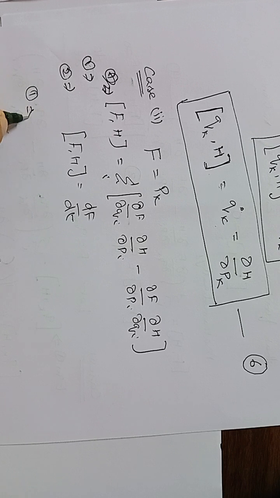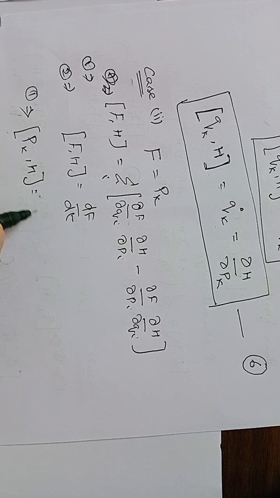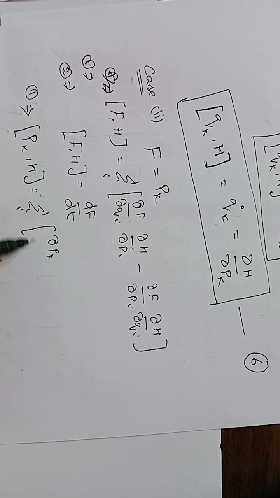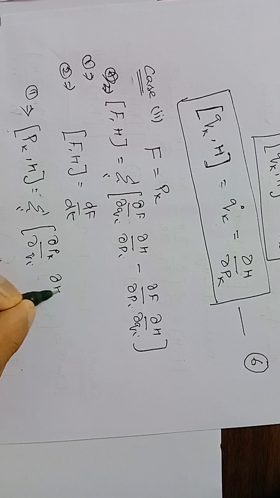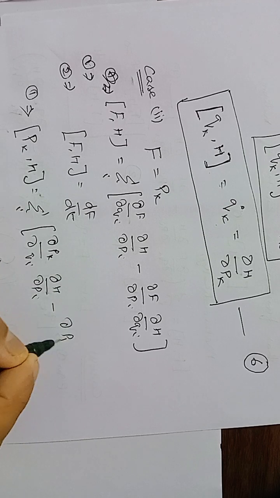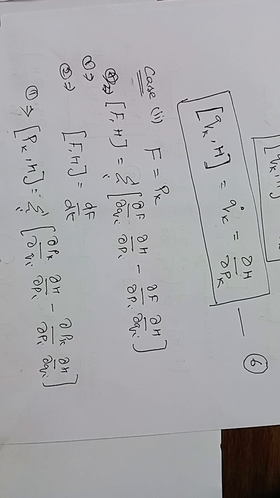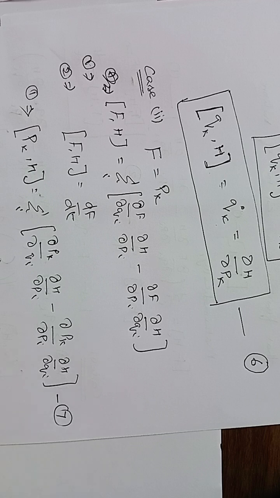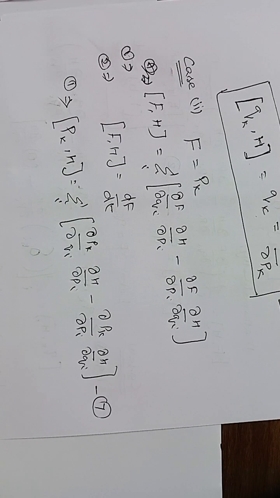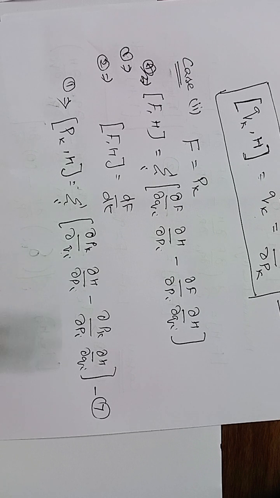So in equation 1, substituting Pk, the Poisson bracket of Pk comma H is equal to summation over i of dou Pk by dou Qi dou H by dou Pi minus dou Pk divided by dou Pi dou H by dou Qi. This is equation number 7. Now here you see Pk and Qi. This is the momentum variable, generalized momentum, and this is the position variable. Therefore these two are independent of each other, so the partial derivative dou Pk by dou Qi becomes 0.